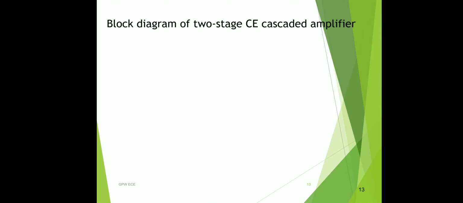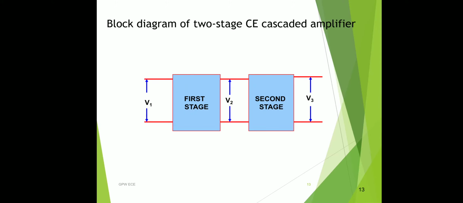Now we will see the block diagram of a two-stage CE cascaded amplifier. CE cascaded means a multi-stage amplifier with connected amplifiers. Here there are two stages, first stage and second stage. For the first stage, the input is V1 and the output is V2, and for the second stage, the input is the output of the first stage, that is V2, and the output is V3.